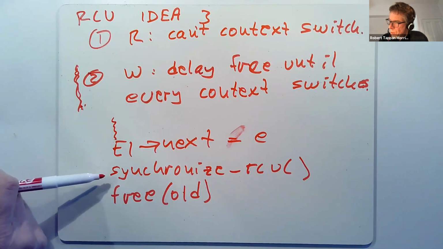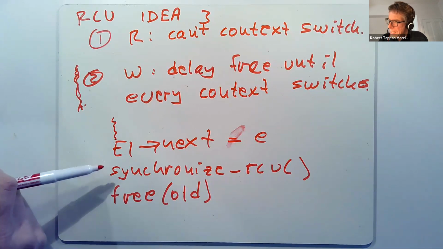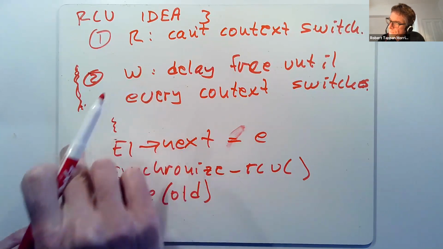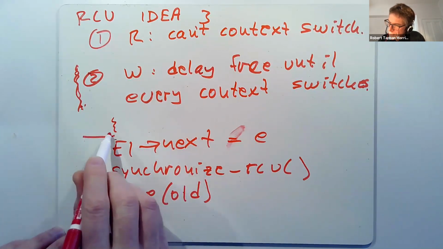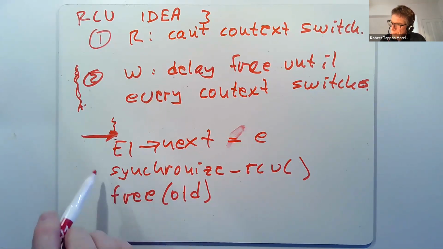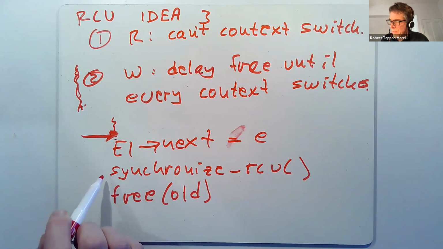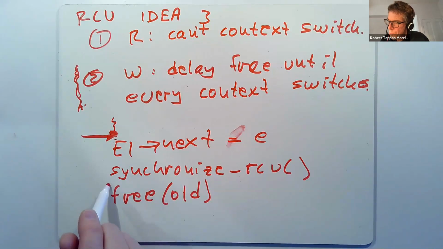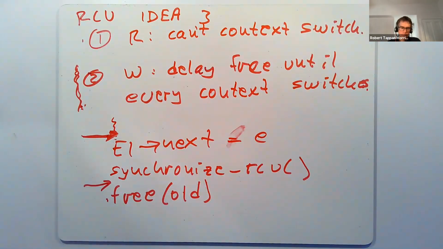this synchronize RCU forces a context switch on every core. So any core that could have read the old value must have read it at this point in time. If after that point in time we've done a context switch on every core, that means that no core that read the old value could still have a pointer to that value at this point in time, due to rule 1. And that means that we're allowed to free the old value. Any questions?